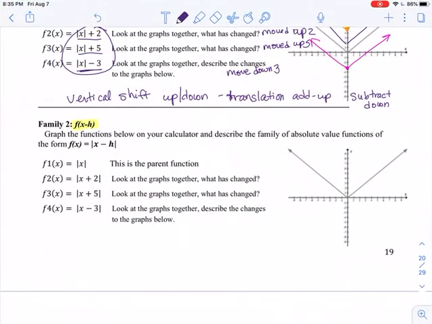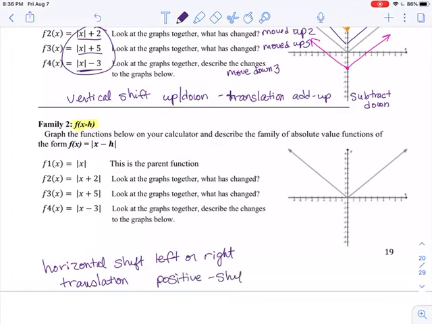Okay, so let's take some notes on that. So basically, this is a horizontal shift. I'm going left or right. It's also a translation. But remember, this is a little bit different. A positive number is a shift to the left. And a negative number is a shift to the right. It's the opposite of what you might have expected to happen.